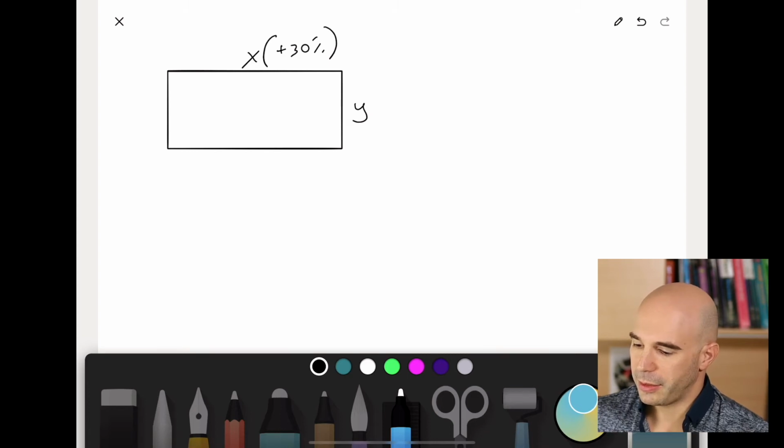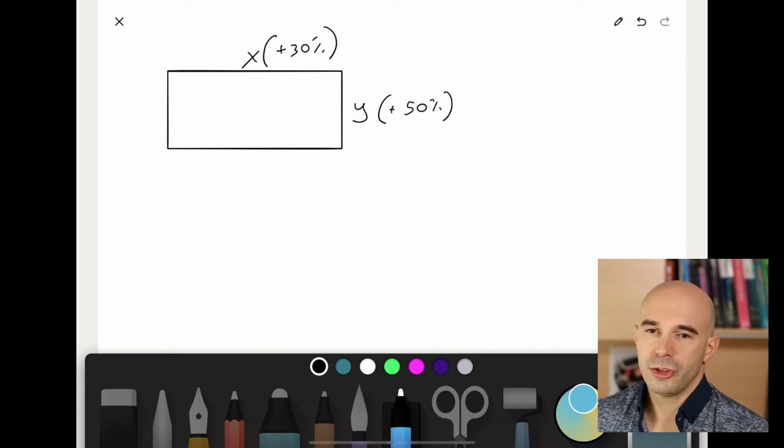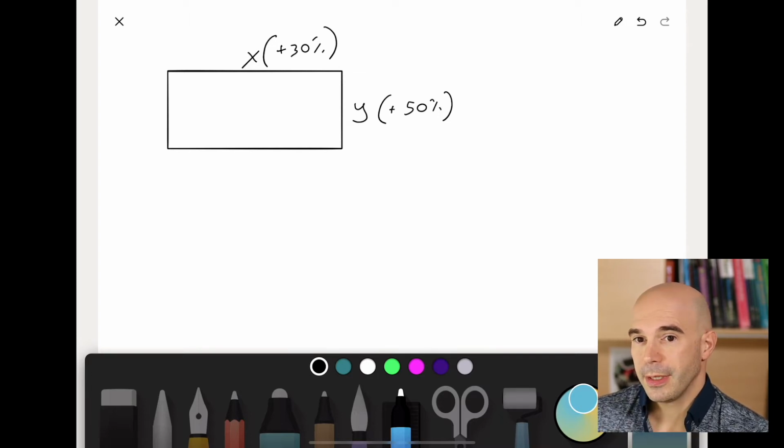And then they say the width is increased, let's say, by 50%. And the GMAT question would be, what happens to the area of the rectangle? Does it grow? Does it shrink? By what percent does it change? Right? And we know that the area of a rectangle is the product of the length and width. So it's going to be impacted by each of these percent changes.